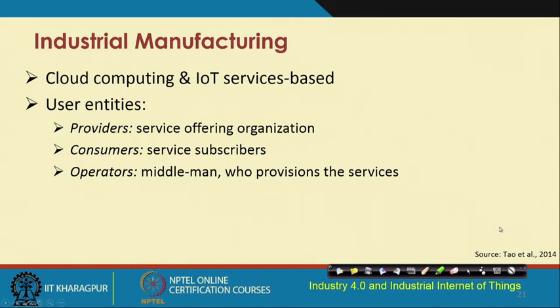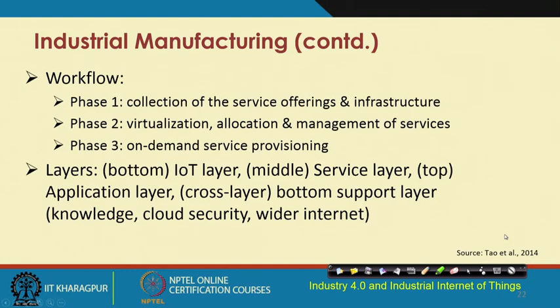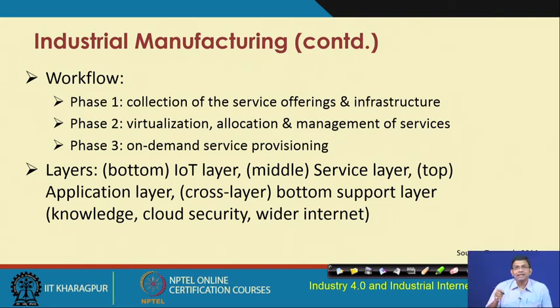Like this, there are different other solutions. Industrial manufacturing solution by Tao et al. in 2014. Here they are talking about a cloud and IoT based solution for industrial manufacturing, where they are using different entities such as the providers, the consumers and the operators. I do not need to go through the meaning of each of these different entities because it is quite self explanatory. They are talking about workflow in different phases. Phase 1, collection of the service offerings and the infrastructure. Phase 2 is the virtualization, allocation and management of the services, and phase 3 is on demand service processing.